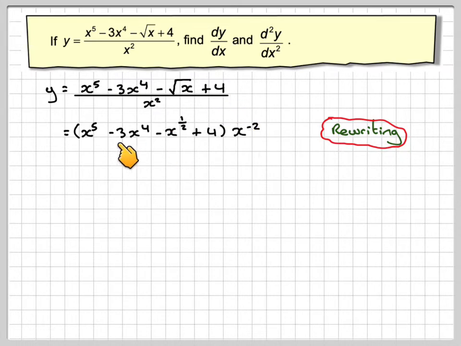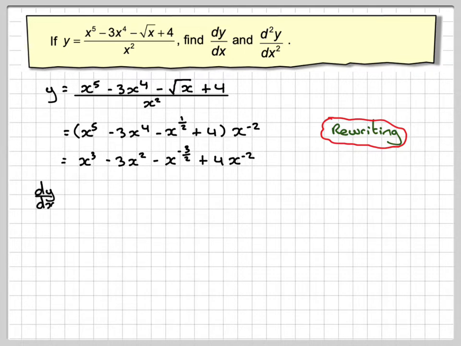We'll now expand. So x to the 5 times x to the minus 2 gives you x cubed. Minus 3x to the 4th times x to the minus 2 gives you minus 3x squared. Minus x to the half times x to the minus 2. If you add the indices, you get minus 3 over 2. Don't use mixed numbers. And you've got plus 4 times x to the minus 2.